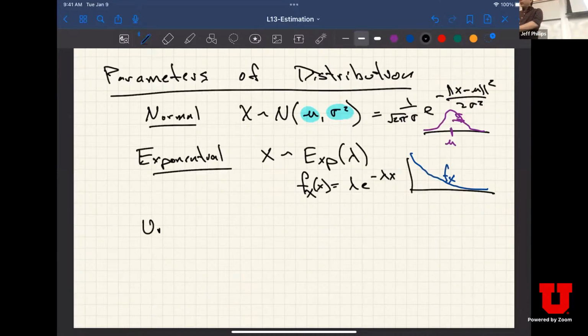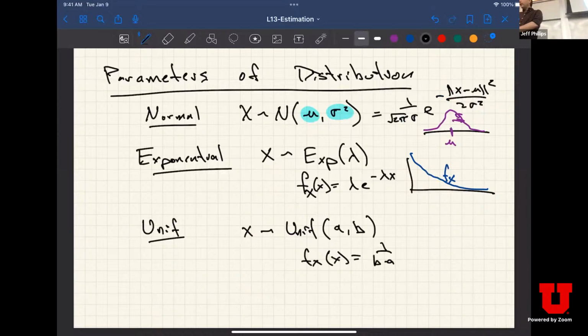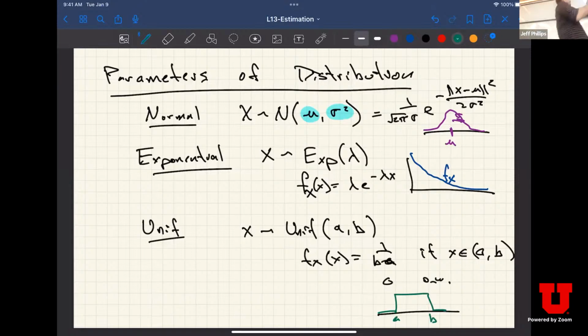We also talked about the uniform distribution. This one we won't talk about so much with estimation. Let's say it's A and B, and f of x is 1 over b minus a if x is in [a, b], or 0 otherwise. So again, I can describe the distribution with just 2 parameters. I get the whole picture of what's going on just by determining these 2 values.